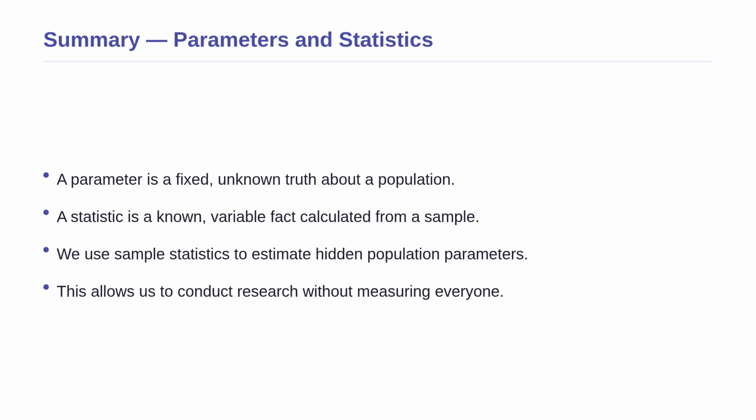We have covered a lot of ground today, so let us review the key takeaways. Remember that a parameter is a fixed, usually unknown truth about an entire population. A statistic is a known, variable fact that we calculate from a smaller sample. Because we cannot measure every single individual in the real world, we rely on these statistics to act as our window into the true nature of the population. You now have the foundational knowledge to understand how medical studies make estimates about the real world. Great job!